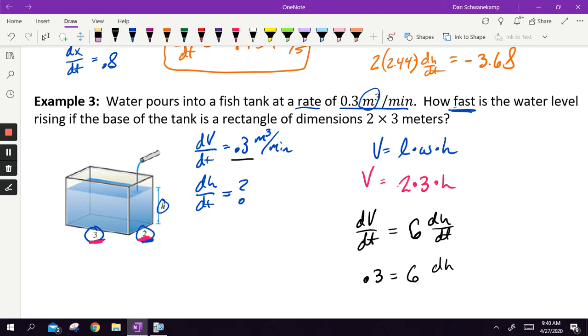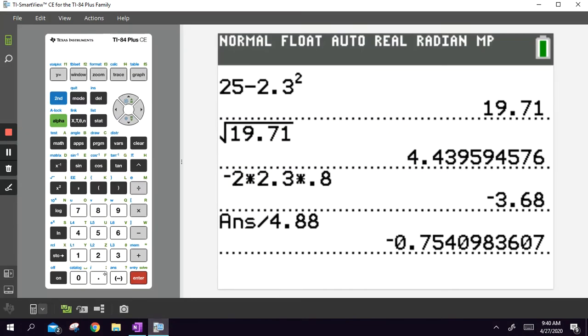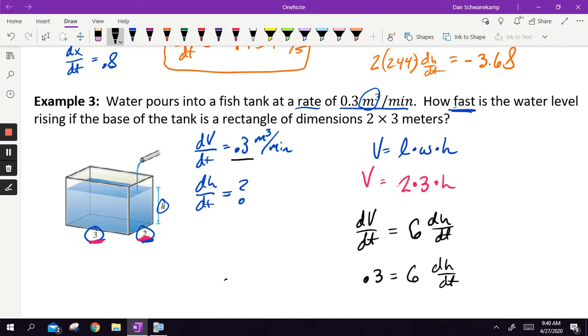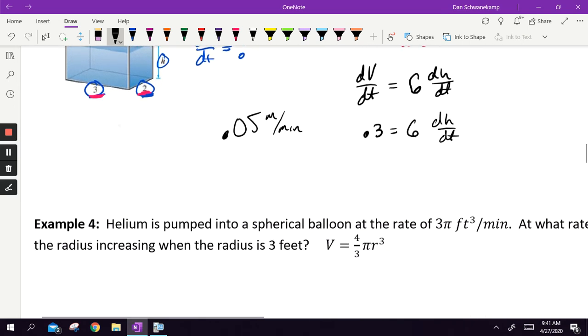Yeah, I do that all the time. So in my calculator, all I need to do is take 0.3 divided by 6, and I get 0.05. 0.05, that is the change in height, and so that is going to be meters per minute. Sometimes it's beneficial to keep the units and do some stoichiometry and try to figure out what's going on in the end. Other times, when it's the change in height, it's meters per minute, and I don't always try to overthink it if I don't have to.